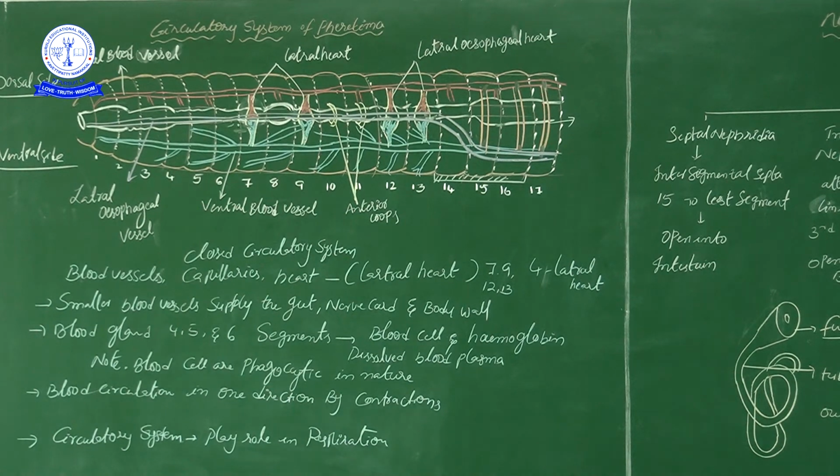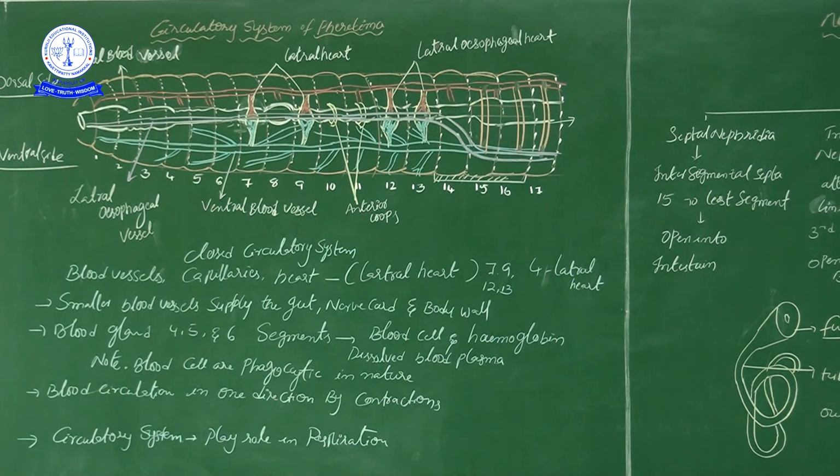I will continue with the diagrammatic explanation. First of all, we will know what parts are there. In the circulatory system of the earthworm, there are blood vessels, capillaries and heart. At the side I mentioned the lateral heart. Why did I mention the lateral heart? It means the hearts are present on either side, not in the middle place.